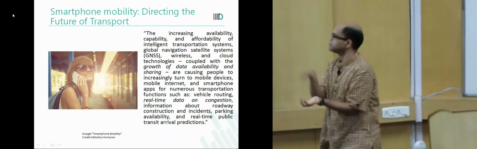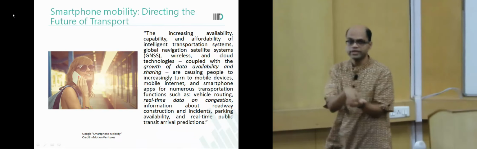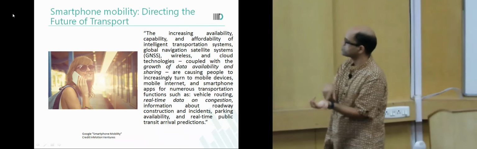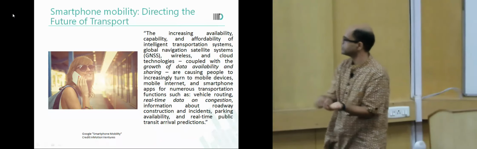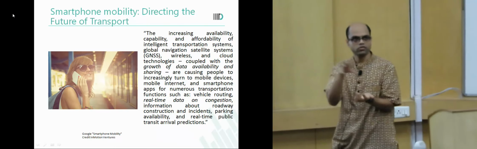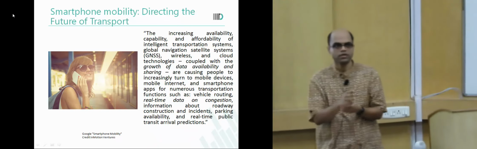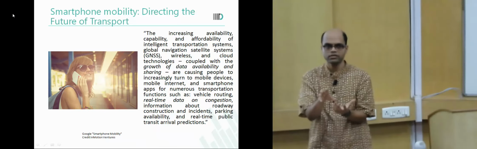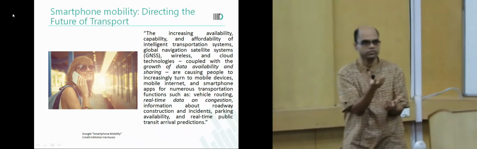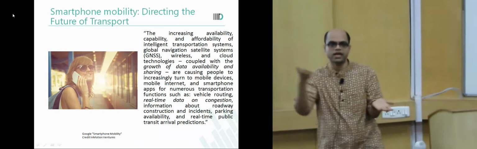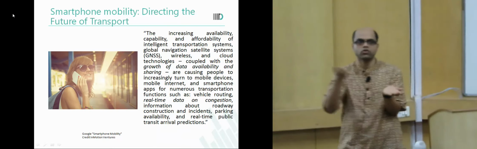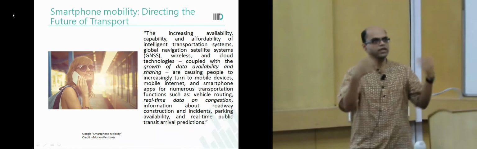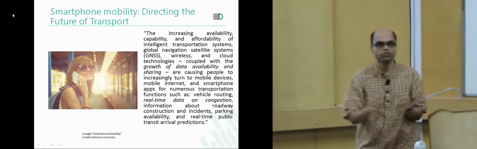And those problems are vehicle routing, real-time data on congestion, which I'm going to talk about a lot today, roadway construction, incidents, parking availability, real-time public transit options, and so on. There are many of these. But today we are at a point where technology is a good enabler, not only from the device point of view, but also the algorithms and the science that goes along with this. This is also at a very nice junction. And if we combine all of these today, we can derive a lot more than just the sum of these pieces.